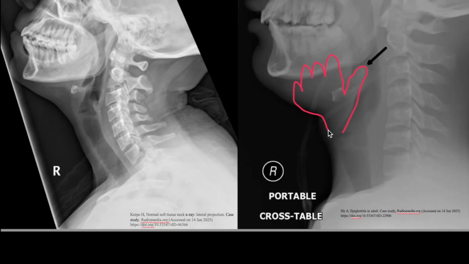And the diagnosis here is epiglottitis. Epiglottitis is very dangerous. It's seen mostly in the pediatric population, and the epiglottis gets so inflamed and edematous that it can obstruct a patient's airway, requiring urgent intubation.